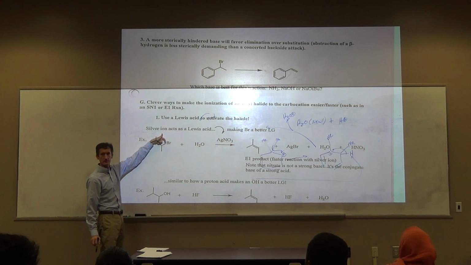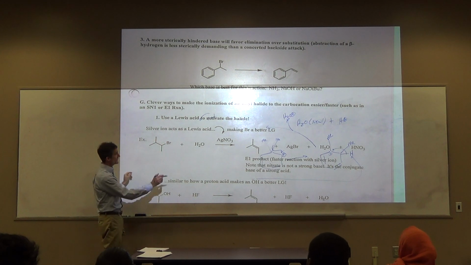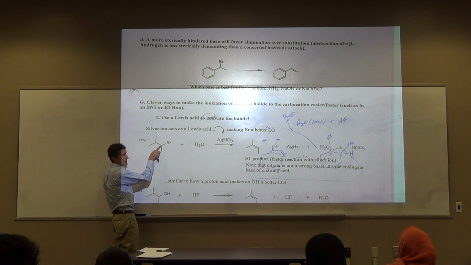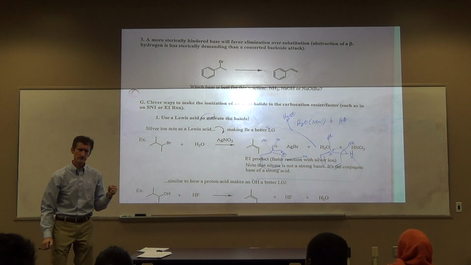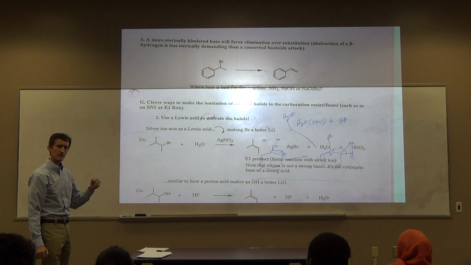We typically don't have to worry about making a better leaving group. But sometimes you might. Look at this reaction. It's on a secondary carbon. Is this bromine going to readily leave and make a secondary carbocation? Not as readily as making a tertiary.